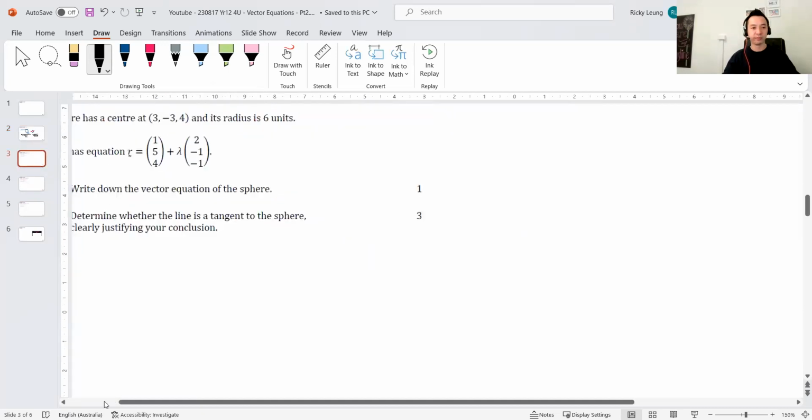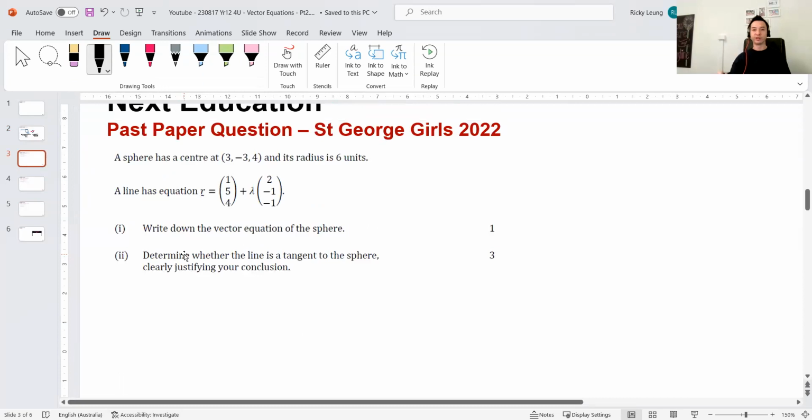So another one. This one's from St George Girls, 2022. Okay, things have matured a bit. The sphere given to you has a center of that, so I can express the sphere as an equation, with radius 6 units. In fact, that's what question 1 is telling you to do.